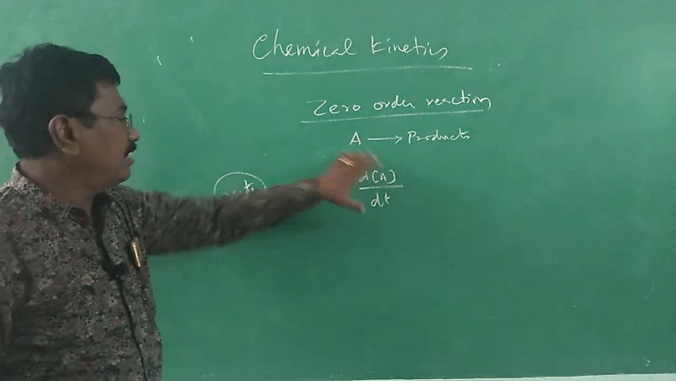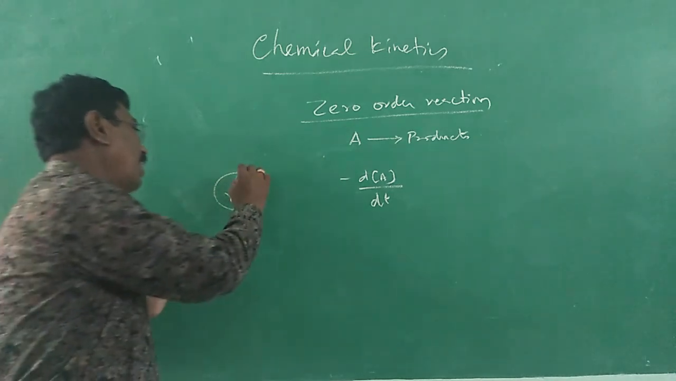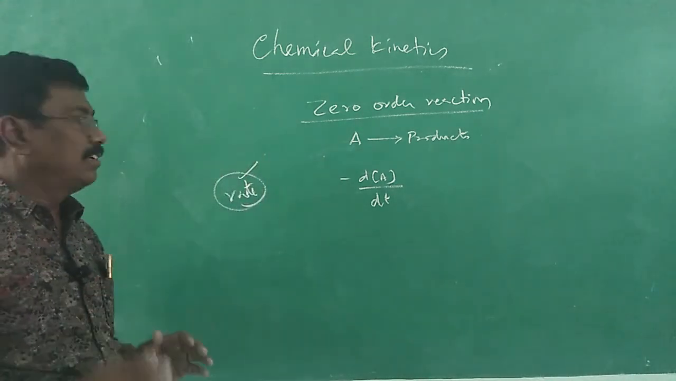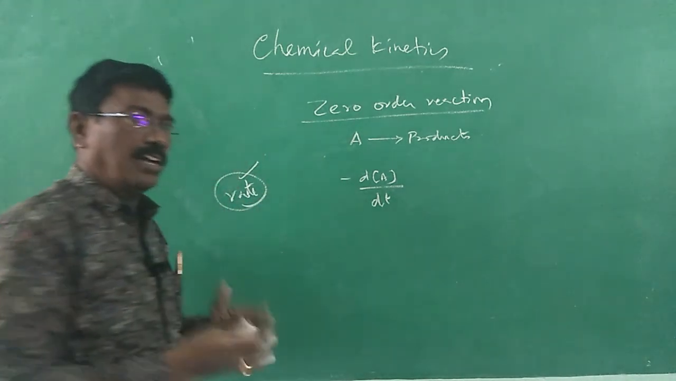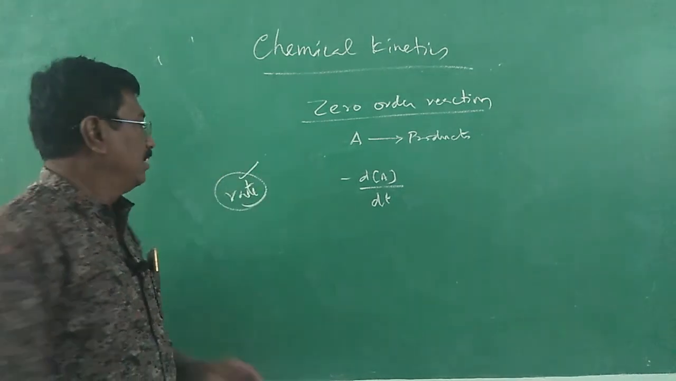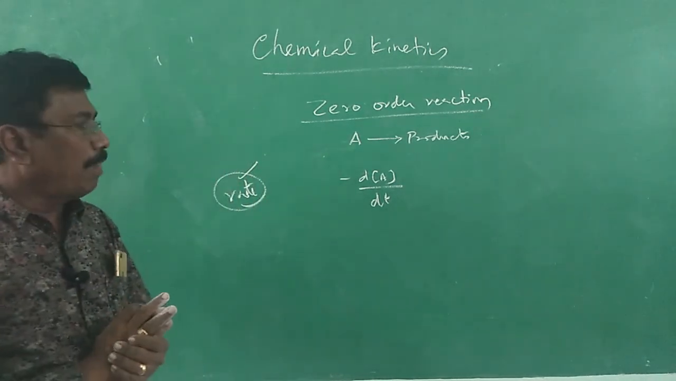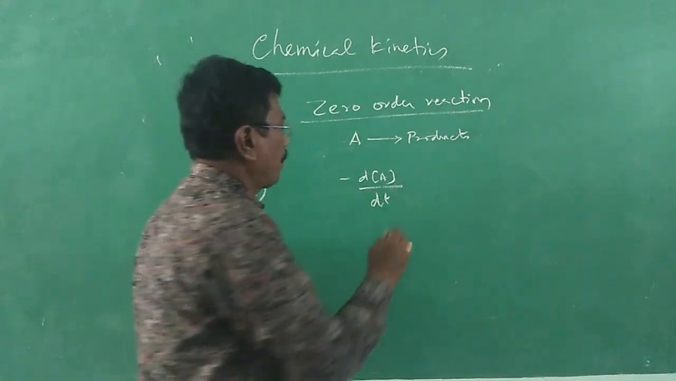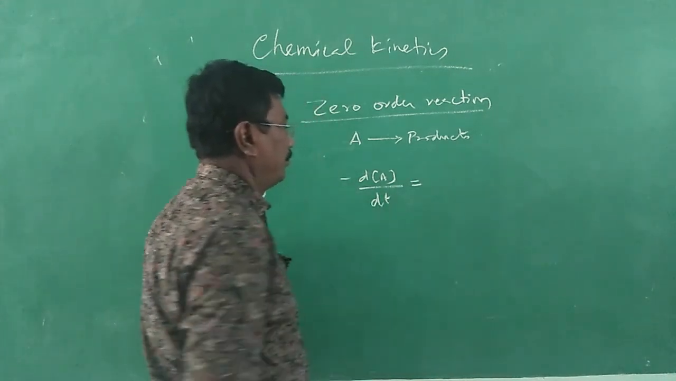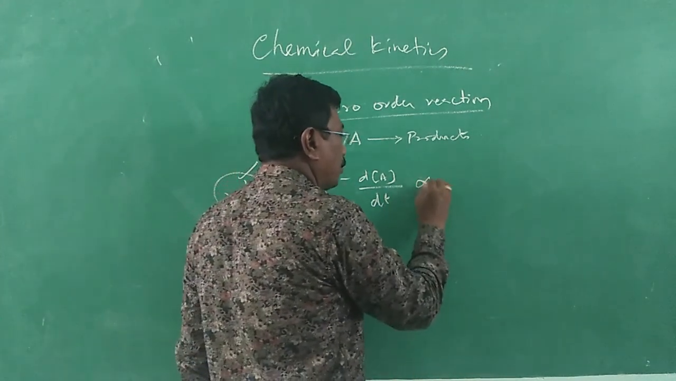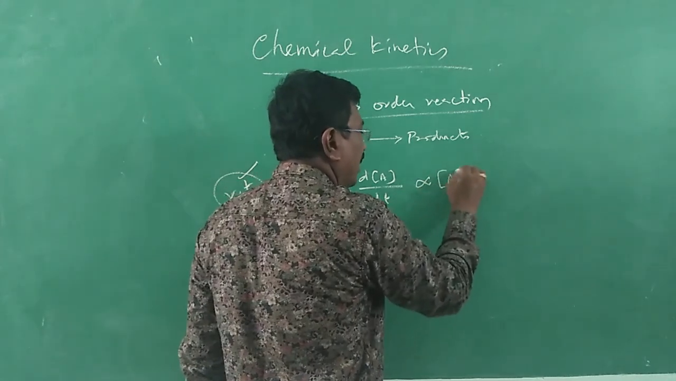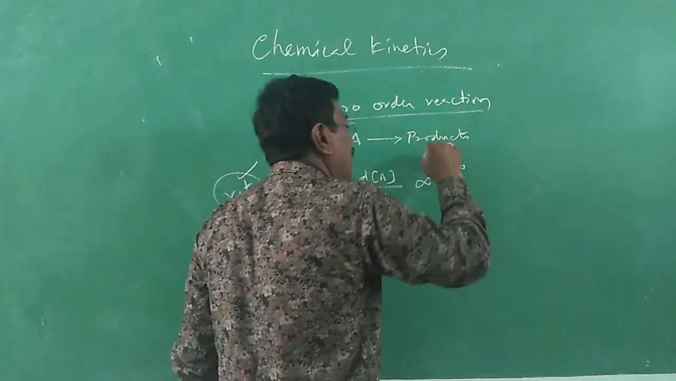So I can write like this or like this. For the uneducated, like this. For mathematicians, like this. And we are educated as well as mathematicians, therefore we can use both. Alright. Minus d of A by dt is equal to, of course it should be directly proportional to the concentration of A to the power of 0. That means it is not depending on the concentration.